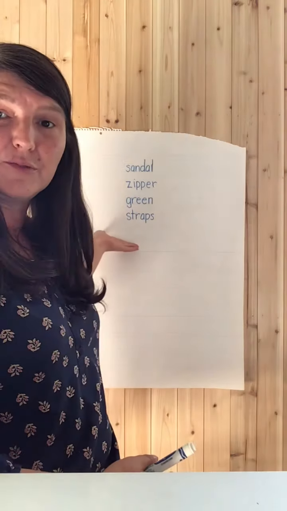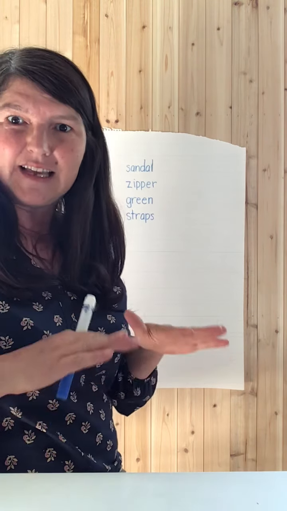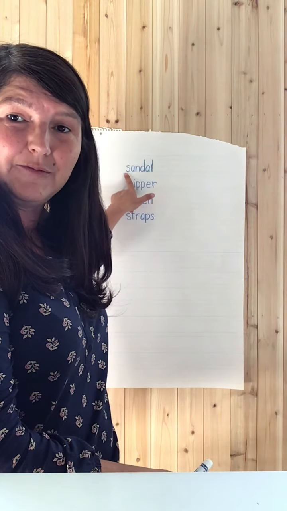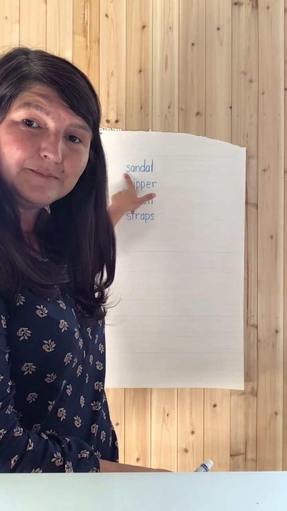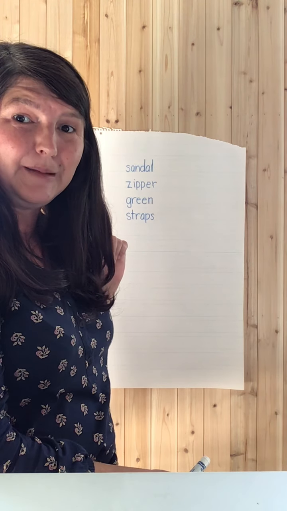If I say an attribute that your shoe has, you're going to stand up. If your shoe does not have that attribute, you're going to stay seated. So, is your shoe a sandal? If it's a sandal, stand up. Okay, now sit back down if you stood up.